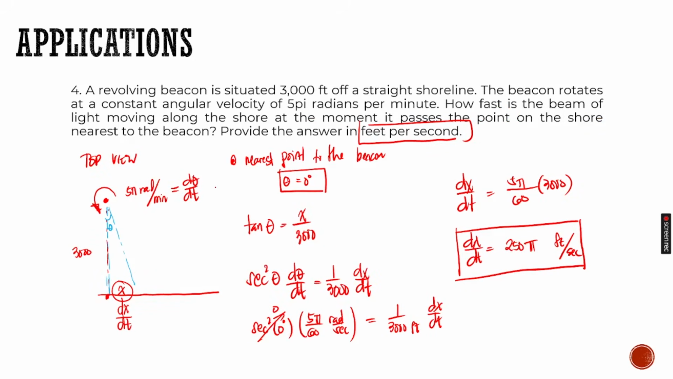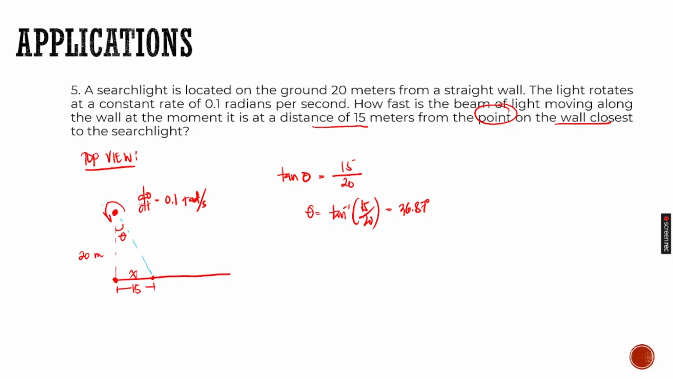Earlier, the question was how fast the beam of light moves along the shore the moment it passes the point on the shore nearest to it. So the point we considered was the closest point to the beacon, so automatically theta was 0 degrees. Here, there is a distance. At the moment the distance from the point closest to the searchlight is 15 meters, so we need to solve for the angle theta because obviously it is not 0.